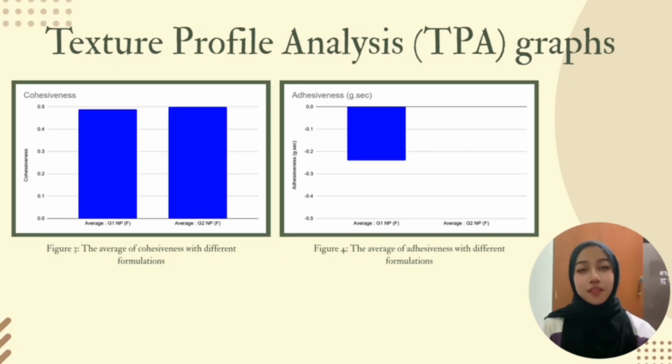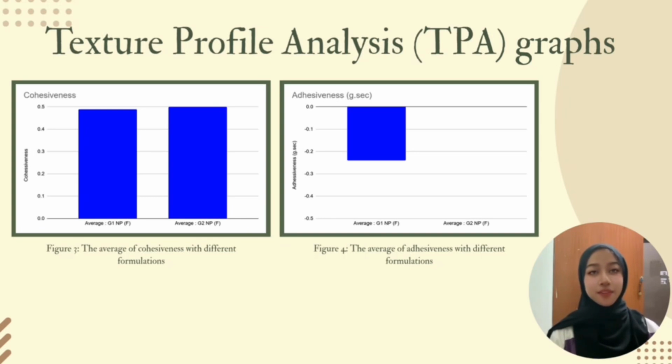Now let's move on to the next TPA graphs. This graph shows the cohesiveness and adhesiveness of the muffins. The average cohesiveness of the muffin in Group 1 is slightly lower than in Group 2, and it is quite similar for both formulations, meaning the muffins held together equally well. While for the adhesiveness, both had low values, showing the muffins didn't stick much when eaten.